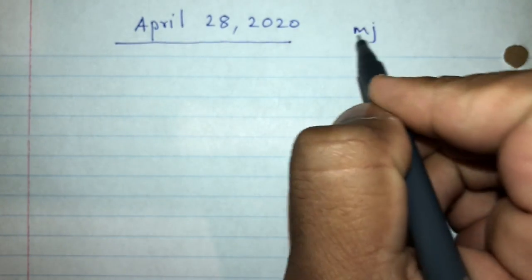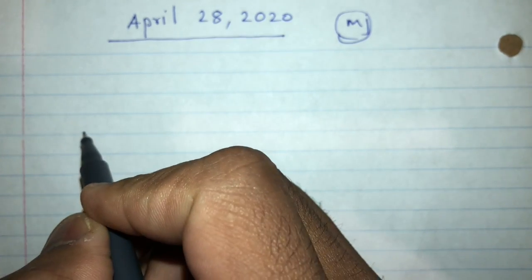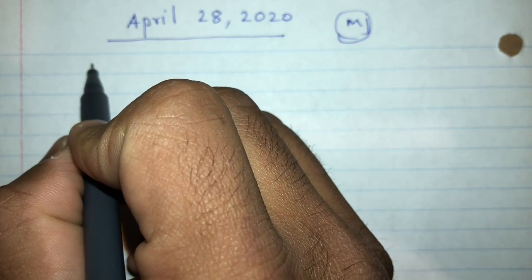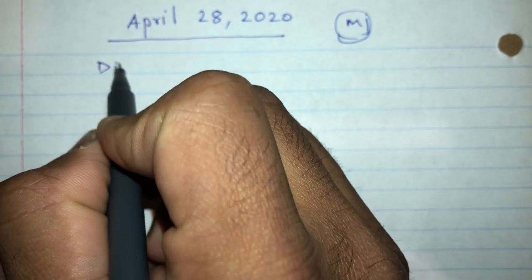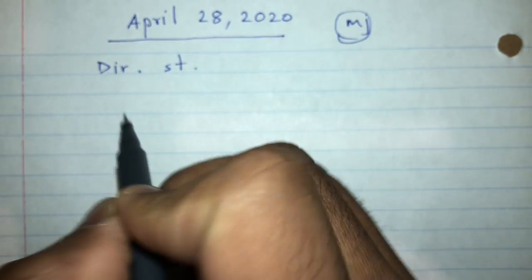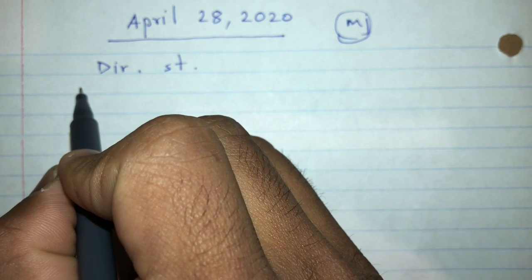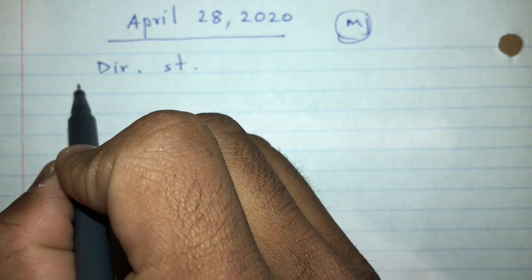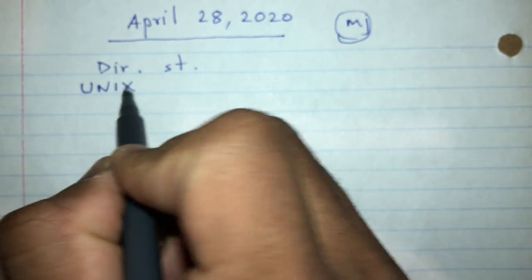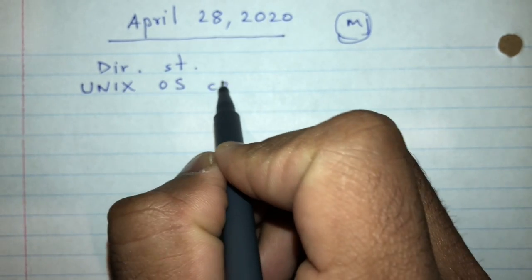This is MJ, and to recap the last video, we saw how the directory structure looks. Now in this video we are going to see the commands in Unix operating system. So I'll just write UNIX OS commands.